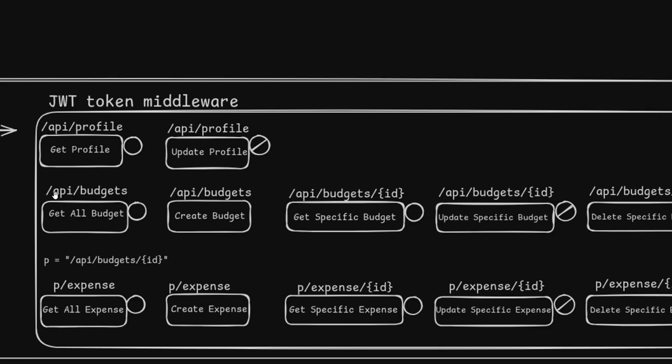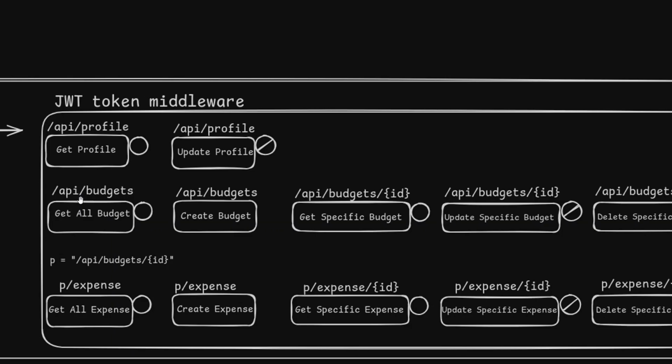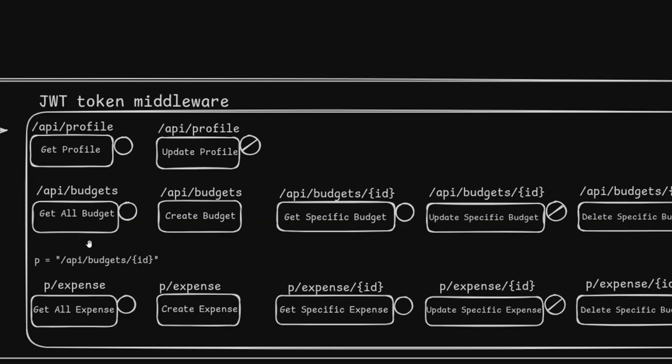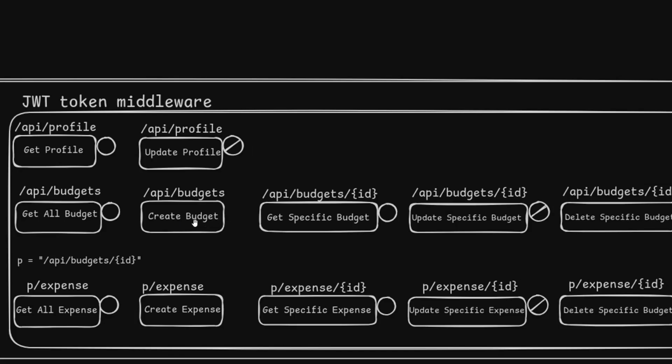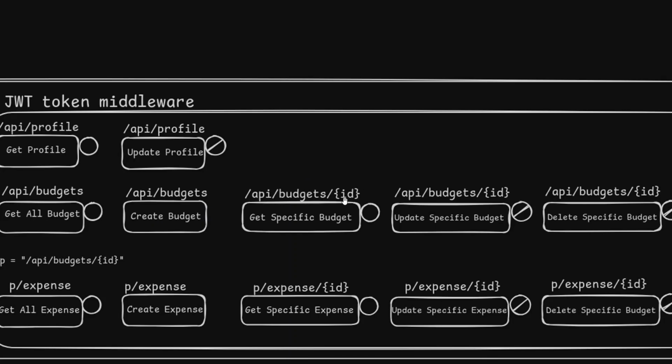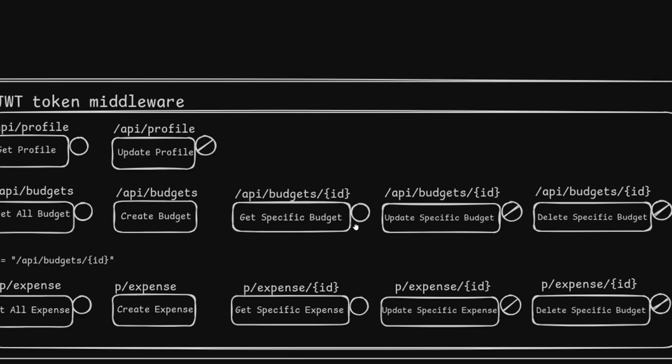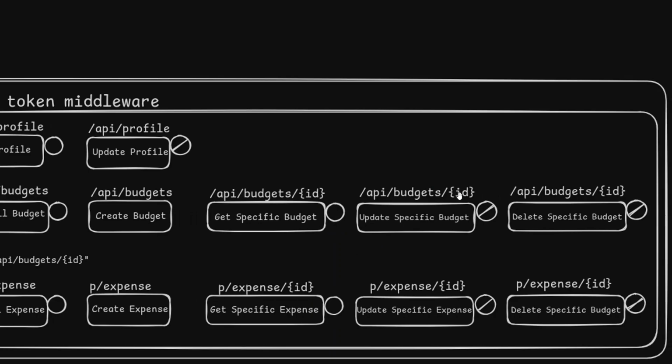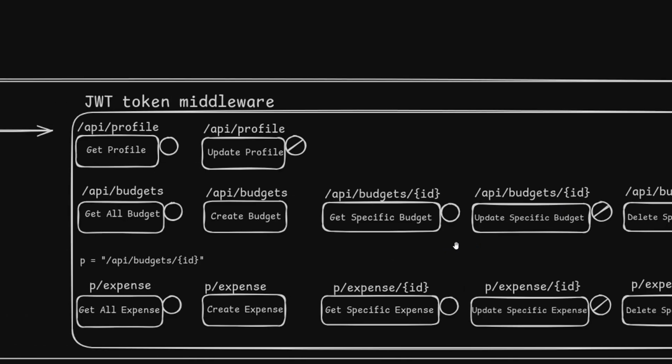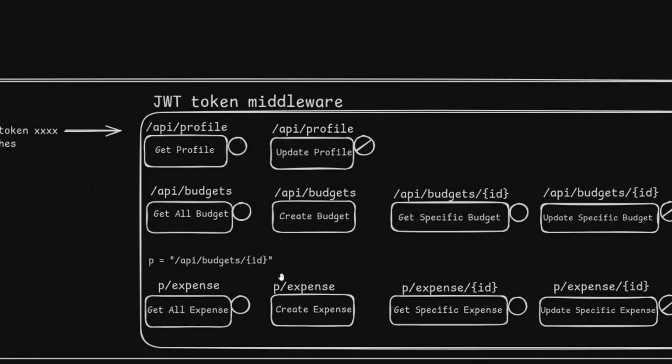And then we have /api/budgets, which is the main point of our app, and it will get all the budgets that have been created by the user, and it's also cached. Then /api/budget will create a budget, and /api/budget/:id will get a specific budget, and it will cache it. And with the same /:id route, you can update and delete, and those are also deleted in the caching part. And the database operation is done simultaneously.